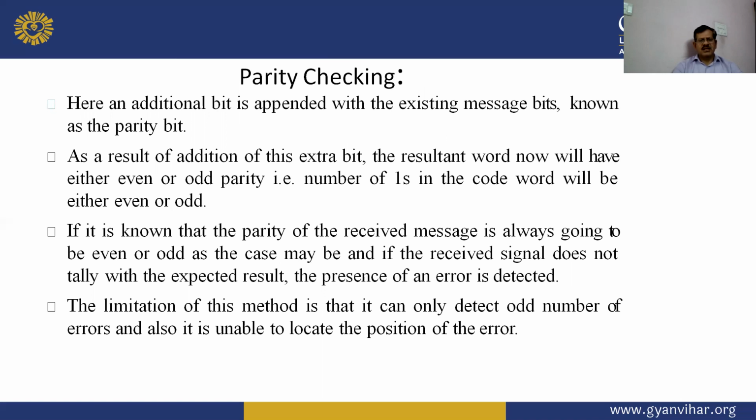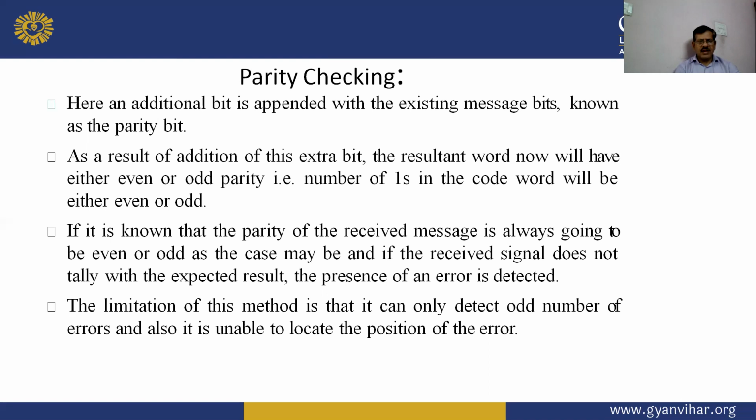So the first method is parity checking. Here an additional bit, known as the parity bit, is appended to the existing message bits. As a result of the addition of this extra bit, the resultant word will now have either even or odd parity. For example, the number of 1s in the code word will be either even or odd.